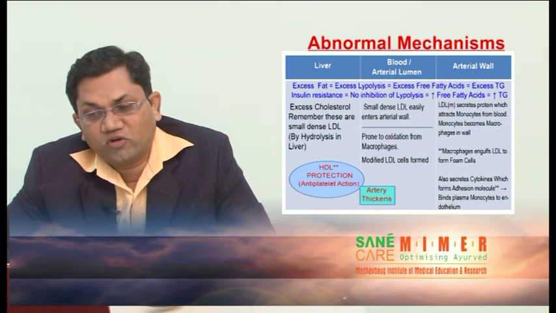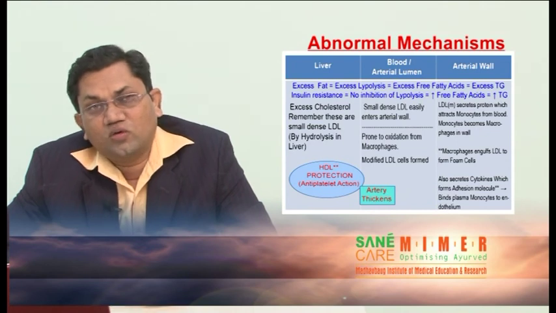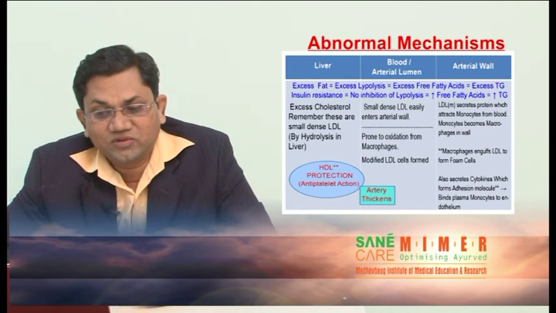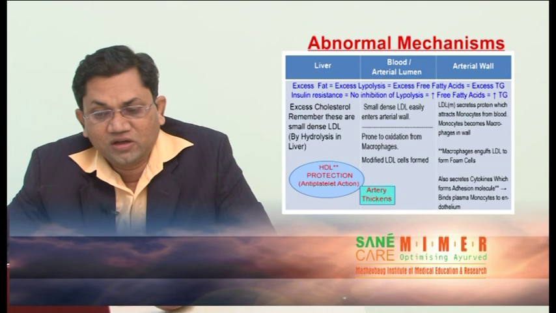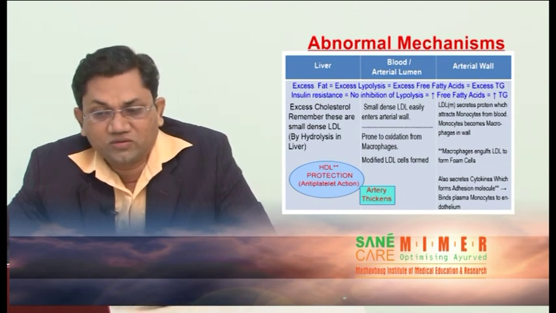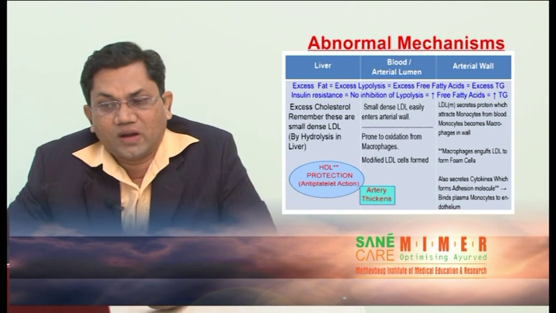Once foam cells are formed, they again secrete a kind of cytokines, and adhesion molecules are formed, which again help in growing this process of atherosclerosis, and they become the stimulus for attraction of monocytes from the blood into the arterial wall, and this process of atherosclerosis continues, and it leads to the formation of the plaque.